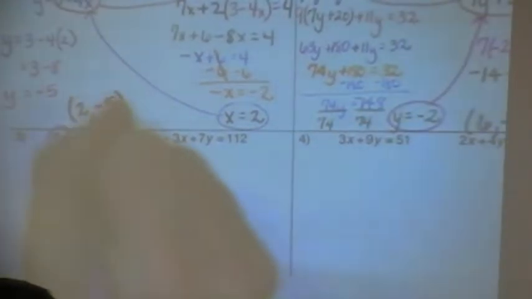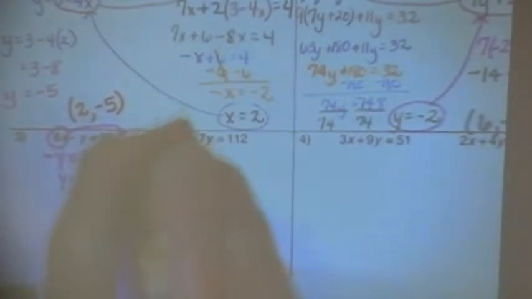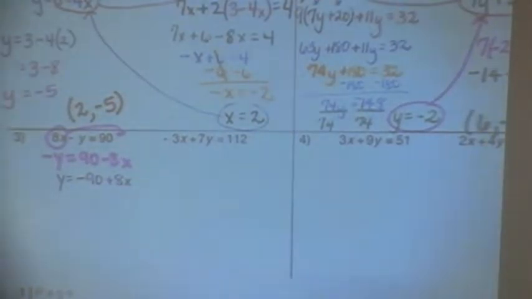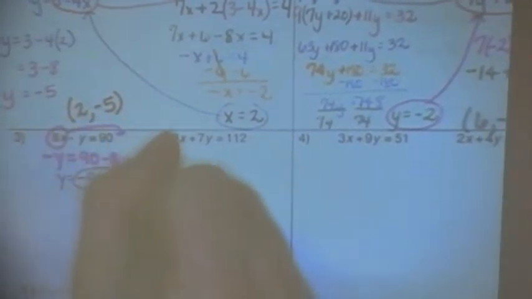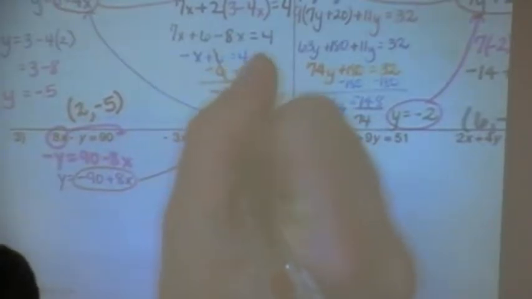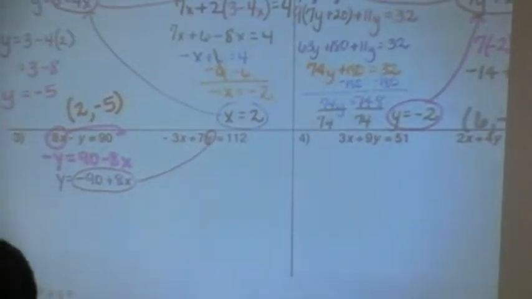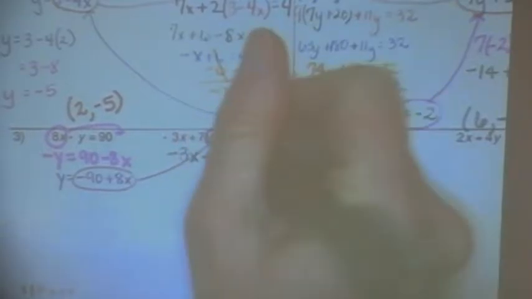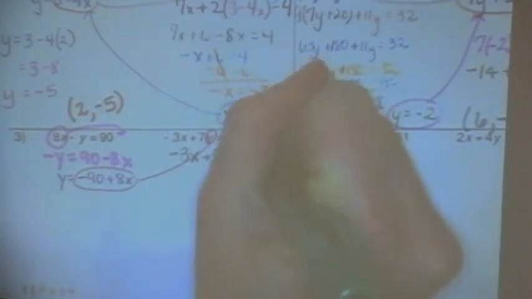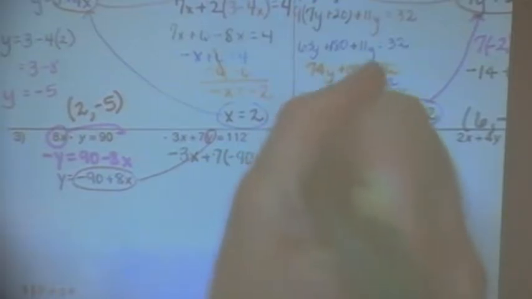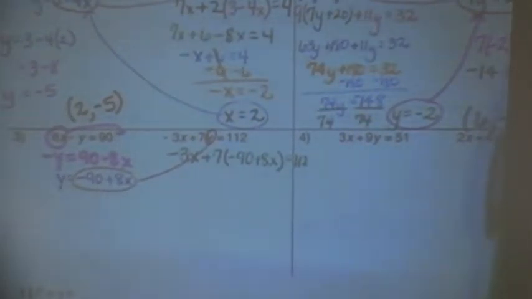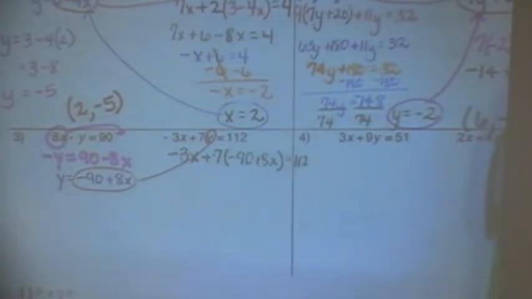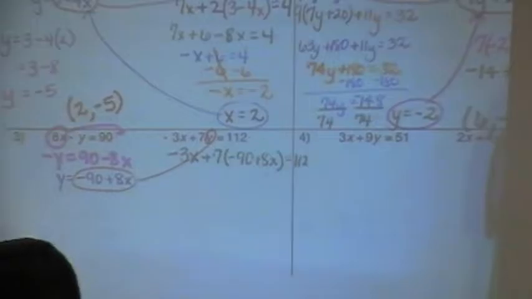So y equals negative 90 plus 8x. Now that's what y equals, so I'm going to take all of this and plug it right here. Now the numbers are pretty big, but it's still the exact same process. When you get to this step, make sure you check to see that you have just one variable. And I do, I have just x's.